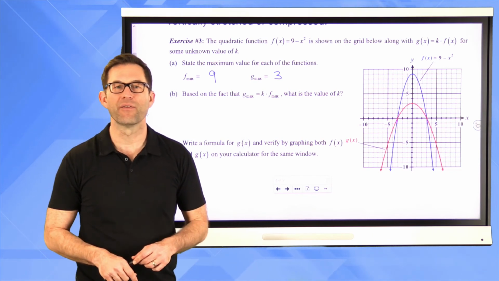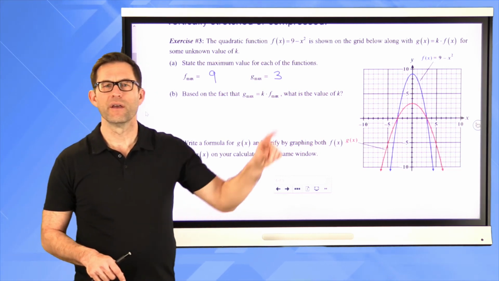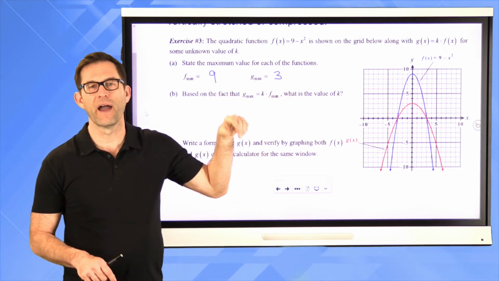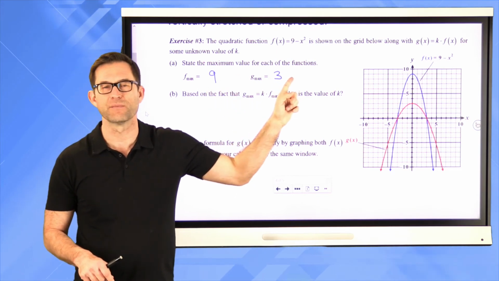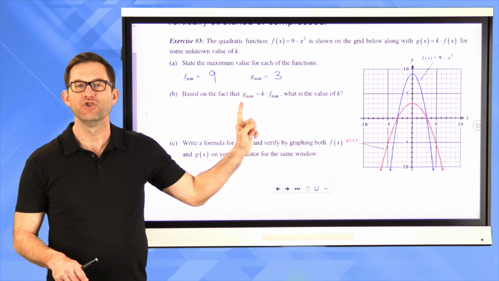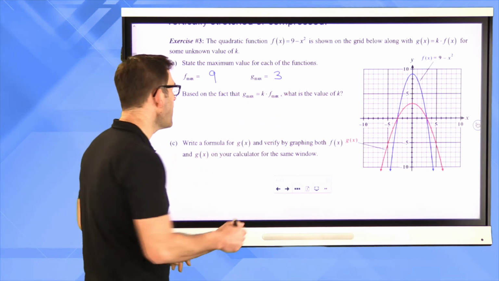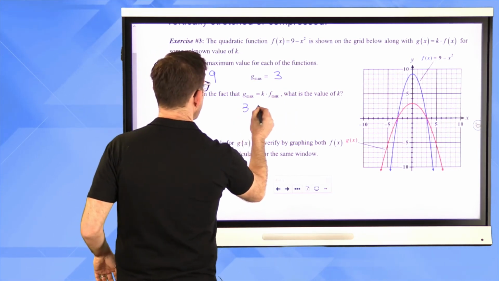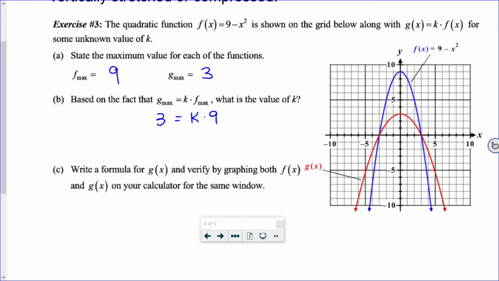Boy, it would be tempting to think that k is equal to 3, wouldn't it? You look at this 3, you look at that 9, and you think, oh, that one is 3 times as much as that one. Except we're looking for it the other way around, right? G is equal to k times f, so literally 3 is equal to k times 9. That means 3 is equal to 9k. I can divide both sides by 9. K is equal to 3/9, which is equal to 1/3, right?